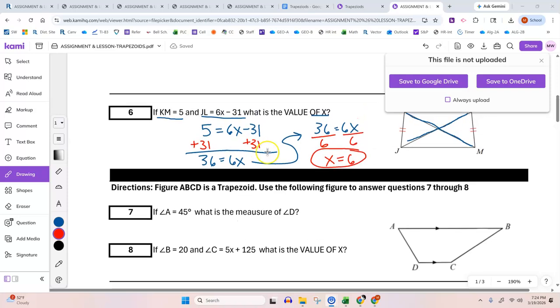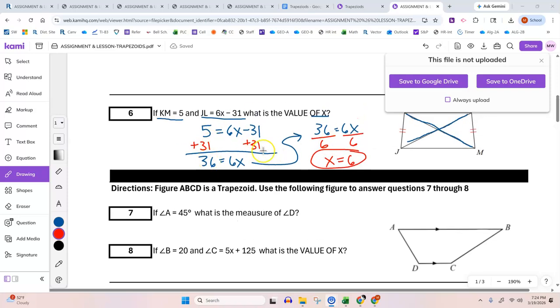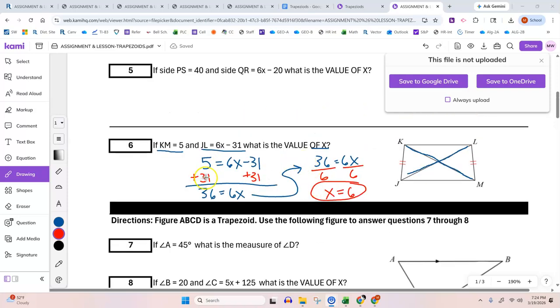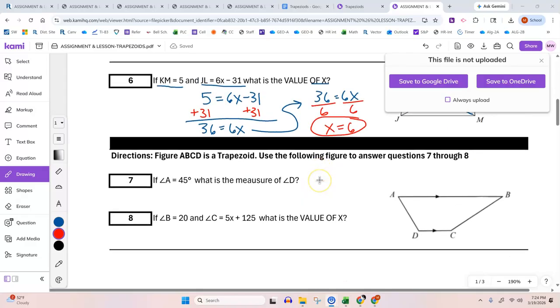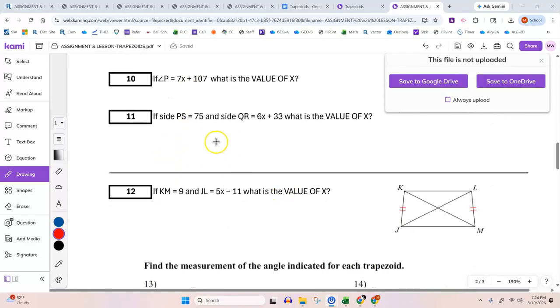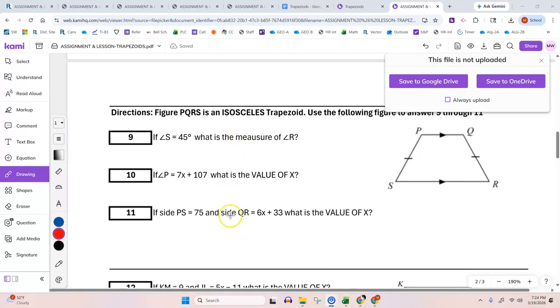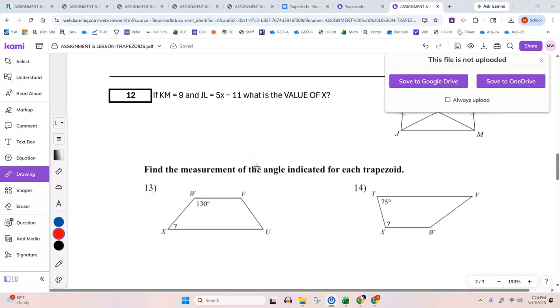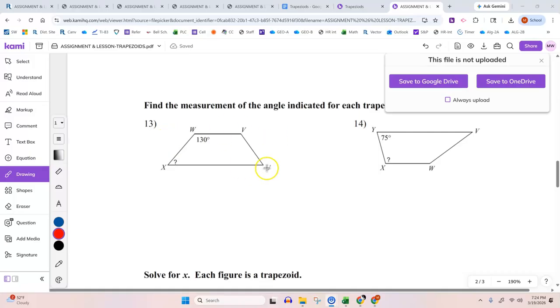Okay, so I went ahead and showed you the steps of how to solve it, which you should know how to do. But if you add 31 to both sides, you get an answer of 6 for question number 6. Okay, so questions 7, 8, 9, 10, 11, and 12 are all practice questions. They're the same kind of questions, so go ahead and try those. And then also we have more questions over here.